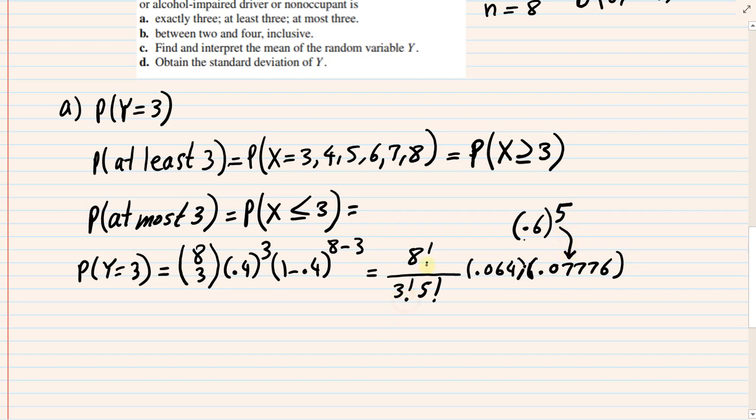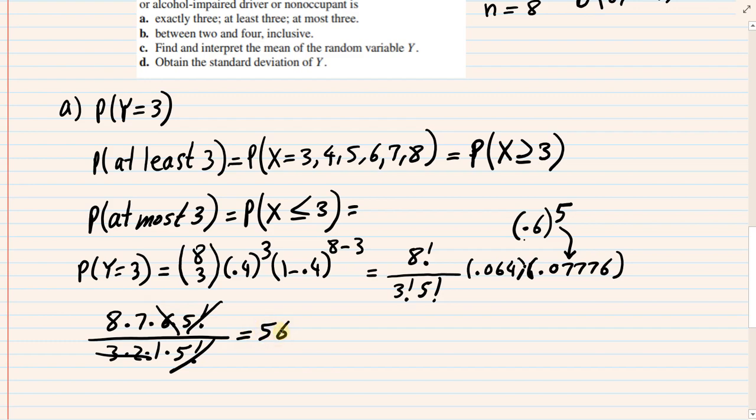Now the factorial part, you can do that one as 8, 7, 6, 5, 4, 3, 2, 1. I stopped at 5 factorial because I see one down here. But I'm going to write out 3 factorial. The 5 factorials are common factors. They cross out. 3 by 2 and 6, those are common factors. And 56 is the upfront number.